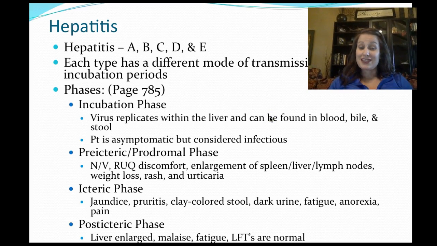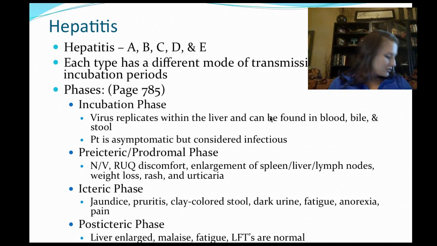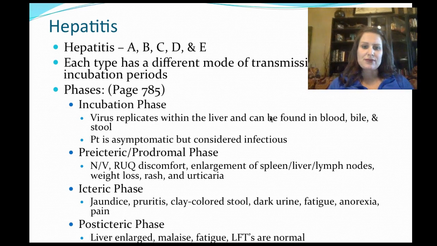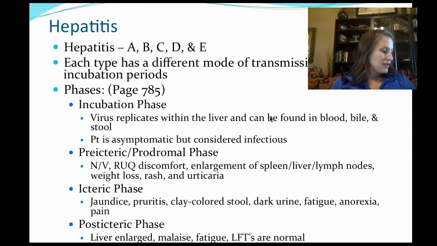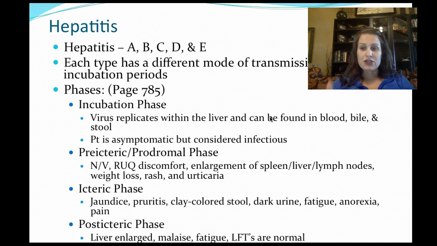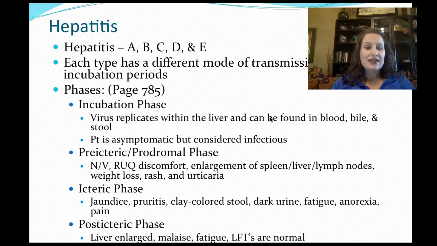Hepatitis comes in several different forms. You have A, B, C, D, E, and you even have a G, which is transmitted through blood, but we don't talk much about that one. Each type has different modes of transmission and incubation periods, and you can see a great chart in your book on page 784, table 47.3, that lays all of them out and really makes more sense.